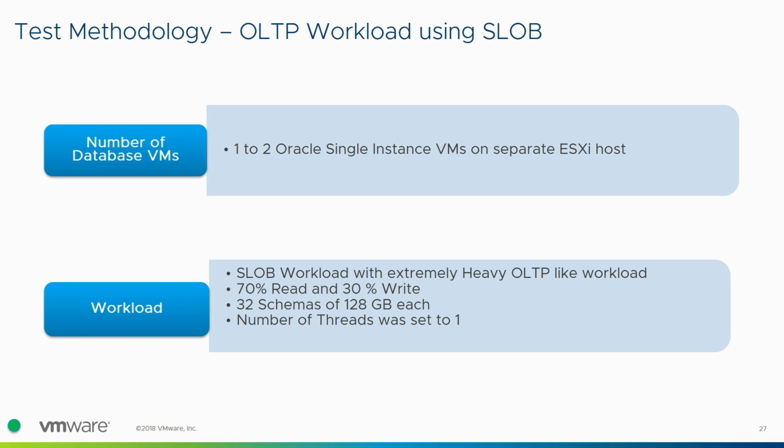Okay, so this is how we configure testing. Like HCI2617BE, we have 1 or 2 Oracle single instances configured on the host, and we do the SLOB testing, like a 70/30 read-write testing with 4K. So we have 32 schemas of 128 gigabytes each. The threads we set to 1, and I'm going to show you the results and numbers later.